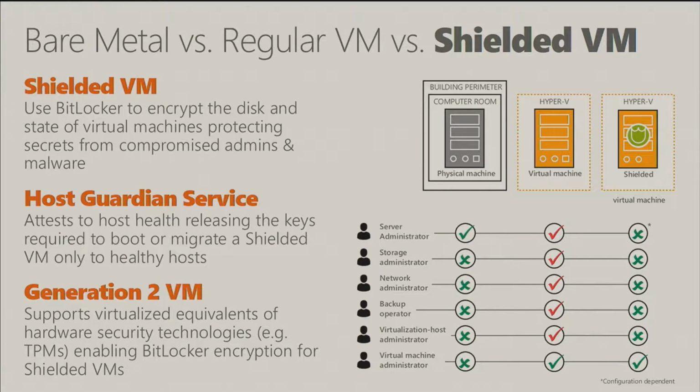So if you look down there, you can see the server admin has access to it. It's green because that's what's supposed to be. The server admin is supposed to have access to it. And the storage admin, the network admin, the backup admin, etc. do not have access to it. It's green because that's what it's supposed to be.